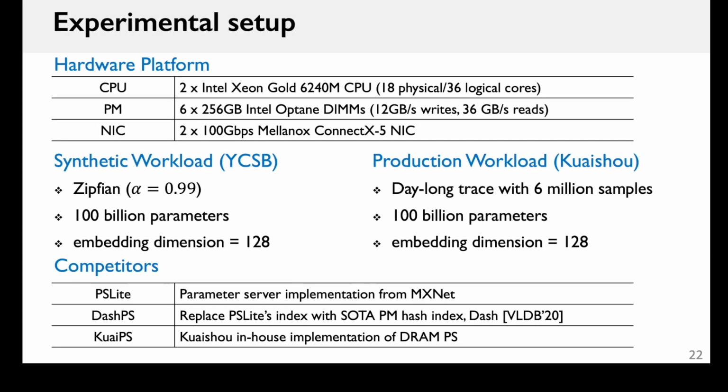In evaluation, we use a server with 1.5 TB Optane PM. We use two workloads, a synthetic workload YCSB with Zipfian distribution, and a production workload collected from one major video recommendation service in Kuaishou. Both workloads run a model with 100 billion parameters. The embedding dimension is set to 128.